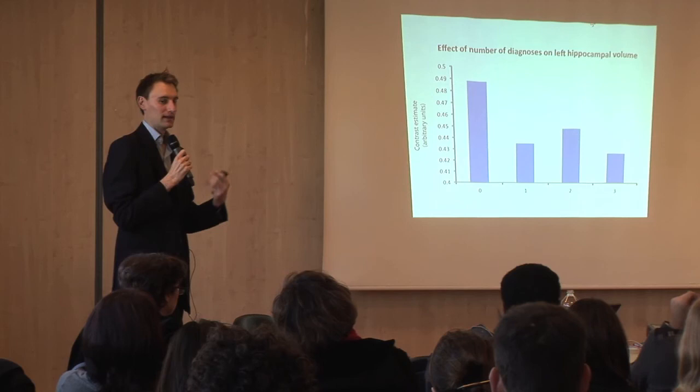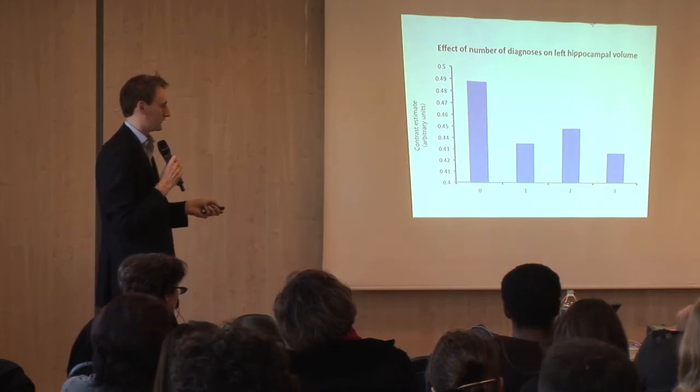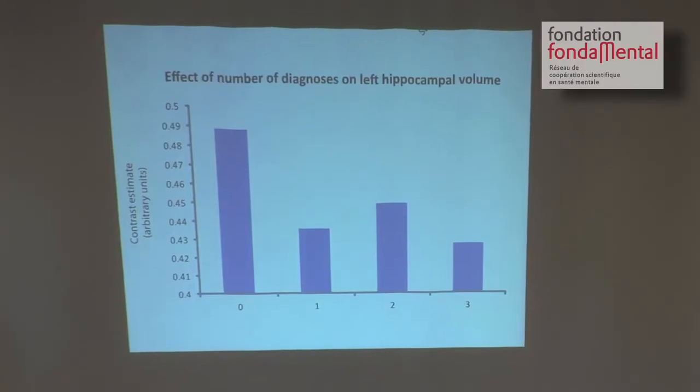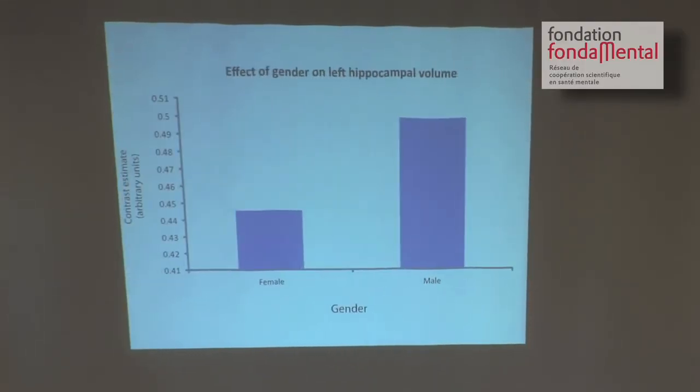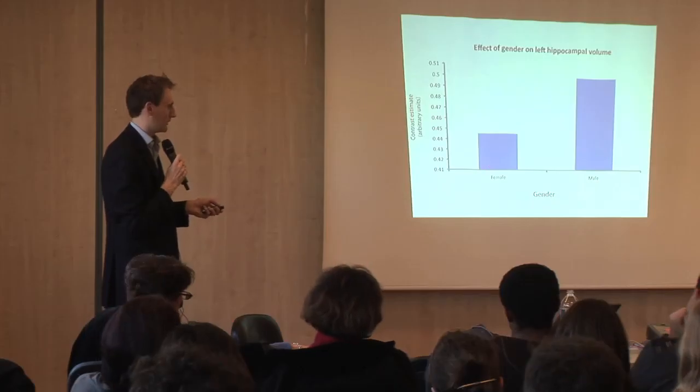There was a number of comorbid diagnoses, where participants had both anxiety disorder and ADHD. And it seems, again, there was no effect of a greater number of comorbid disorders. But as I mentioned, we covaried for gender because females tended to have a smaller hippocampus than the males.